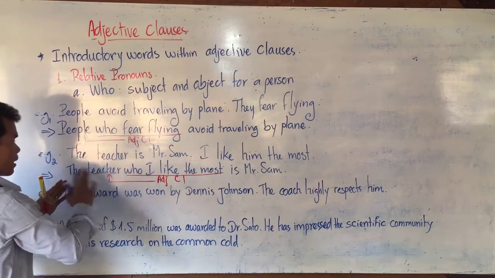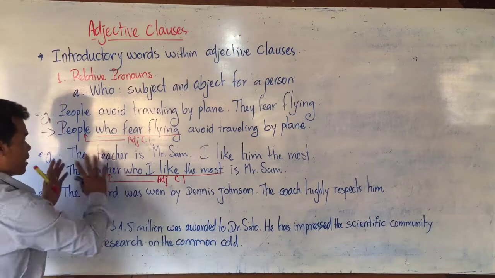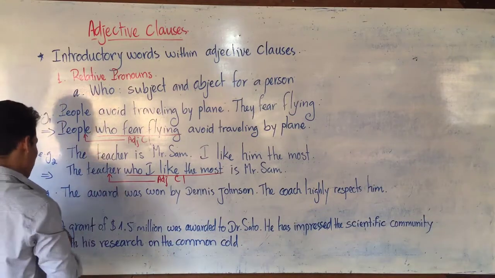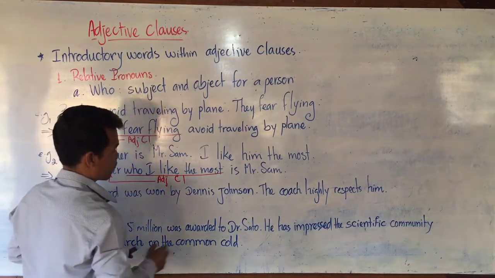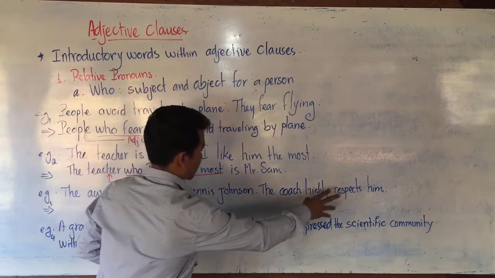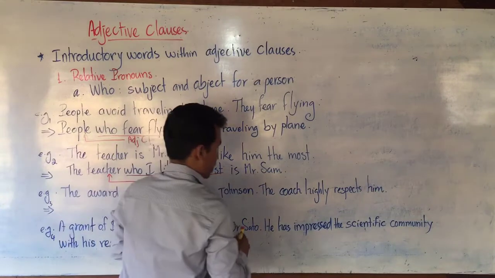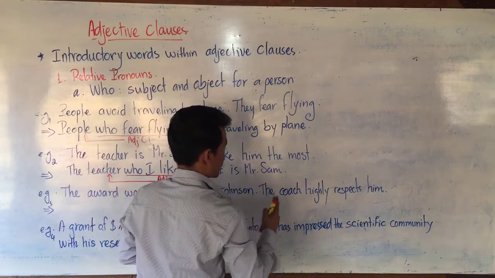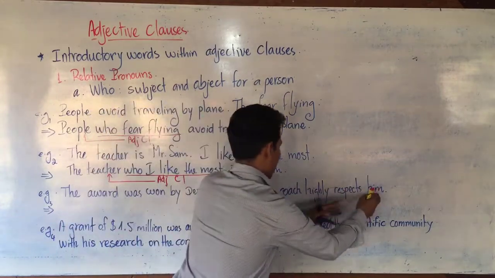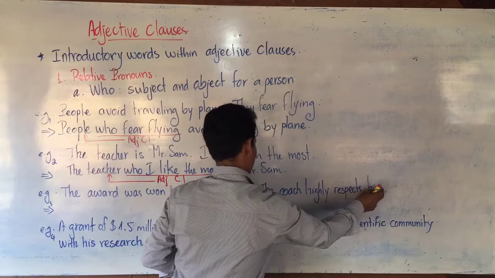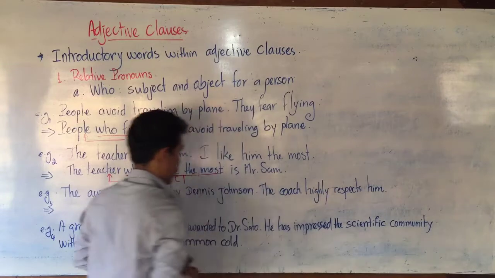The first two examples here are called defining relative clauses because they have no comma at all. Look at number 3 and number 4. The award was won by Danny Johnson. The coach highly respects him. So which noun in the first sentence is the same as one in the second one? It does not mean Danny John and Danny John again. Actually, this is also a noun phrase. So "him" and Danny Johnson are the same thing. That's why we use "him" with "who".